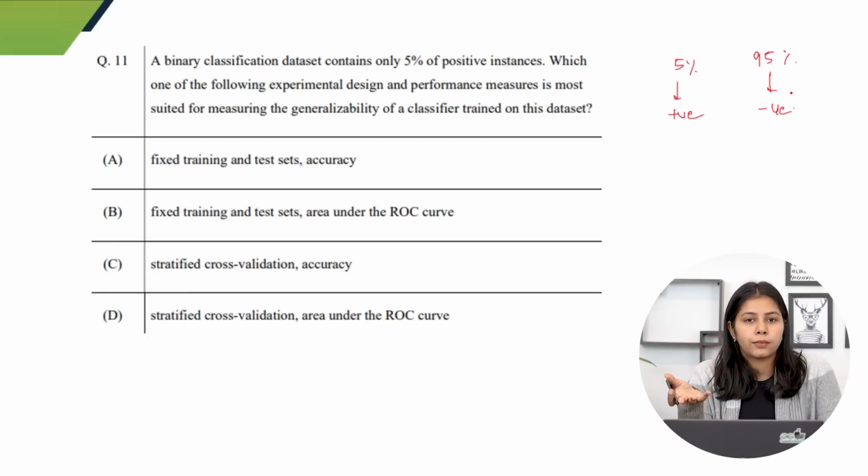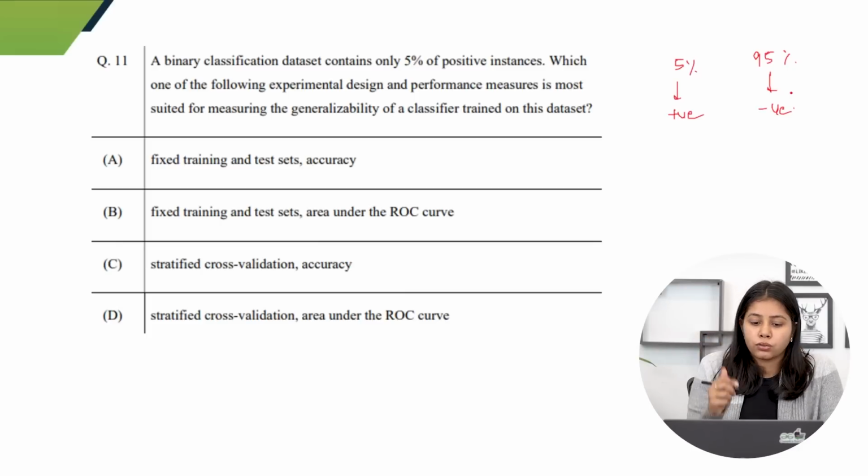But that is not a correct model, because it is not giving me positive at any point of time, right? So accuracy didn't work, because I'm achieving 95% accuracy if I give a negative value to all the instances, but that does not work out. So the accuracy measure does not work on this data set. That means A would not be true, C would not be true. Now, in option B, they are saying fixed training and test data set.